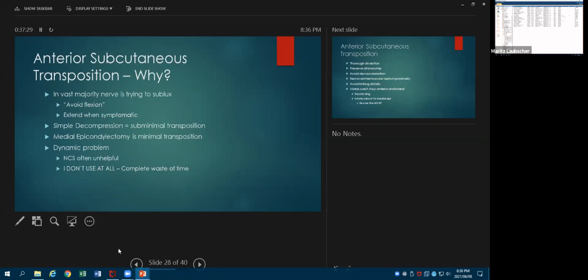I think simple decompression is a sub-minimal transposition. When you do an in situ decompression and they bend the elbow, the nerve rises up, but it doesn't jump over. So it's giving itself room to move without getting pinched. If you do a medial epicondylectomy, it's a minimal transposition. If you do a full transposition, then you've done the transposition. That's how I think in situ works. It allows the nerve just to move a few millimeters, which is enough. So as I say, it's a dynamic problem.